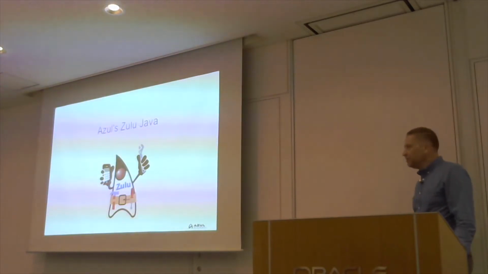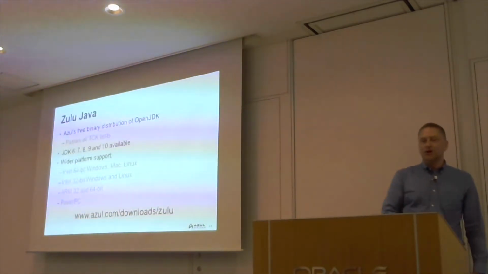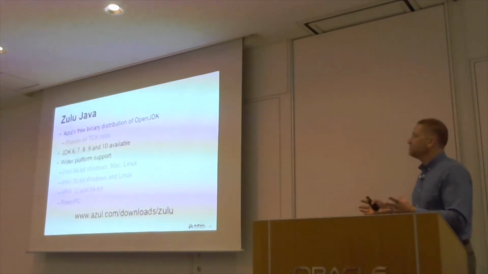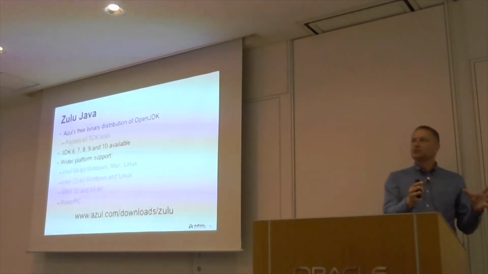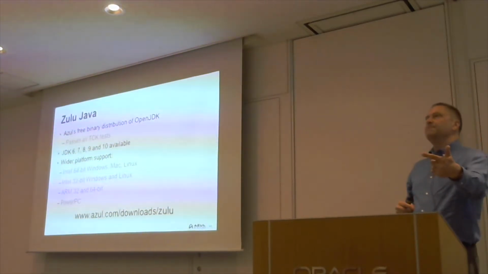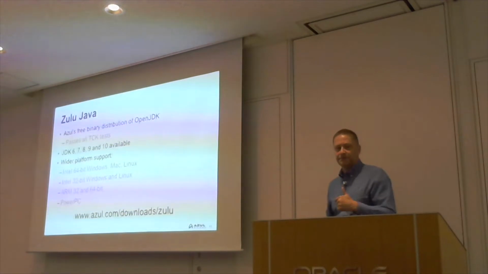Last thing I'm going to mention, we've mentioned some things that we do at Azul, and that's Zulu Java. Basically, Zulu Java is a free binary distribution of the OpenJDK. We simply take the OpenJDK source code and we build it. Then we run it through the TCK, so we guarantee that what we've created meets the requirements of the standard.